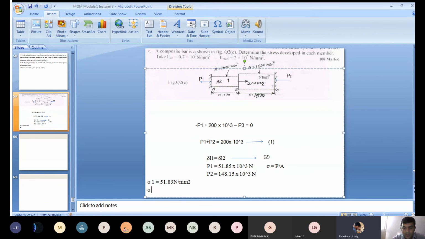Sigma 2 is the stress acting in the second portion, for steel. Area is more and load is also more, right? 98.76. 98.76. Okay, good. Yes, thank you.